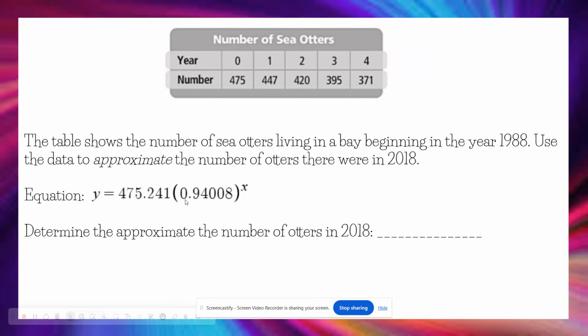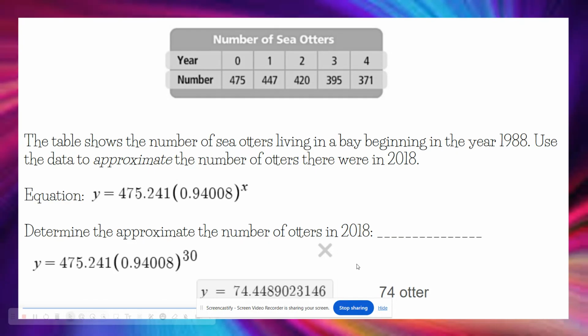So once we have our equation written down, we're going to go to the next part, determine the number of otters in 2018. So we need to see what year 2018 would be, because we're not going to use the value of 2018 as our x. We want to figure out what year that would be. So if you notice, they said that we started in 1988. So in 2018, that would be 30 years later. So our x value, we need to make sure we're using our correct value. So we're going to substitute in 30 into Desmos.